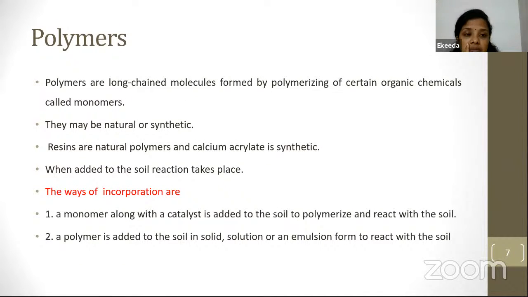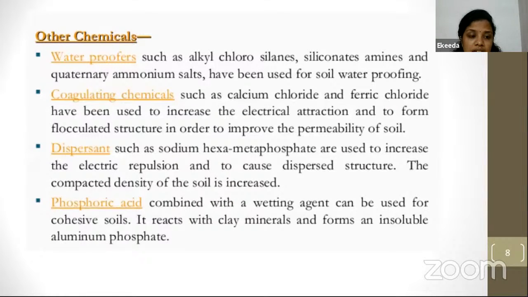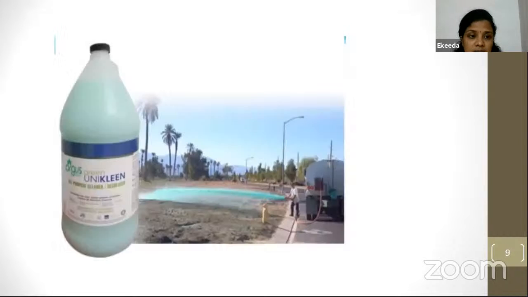Then polymers. Polymers are long chain molecules formed by polymerizing certain organic chemicals called monomers. Along with this, we can directly add polymers to the soil, or we can add catalysts along with it to activate the reaction. And other chemicals are phosphoric acids, coagulating chemicals, dispersants, etc. So this is the way in which we are applying chemicals to the soil.